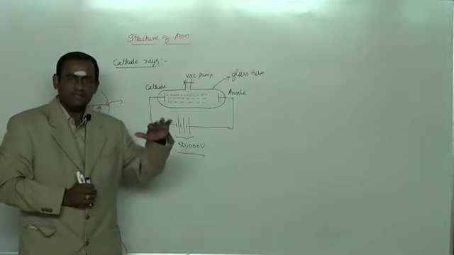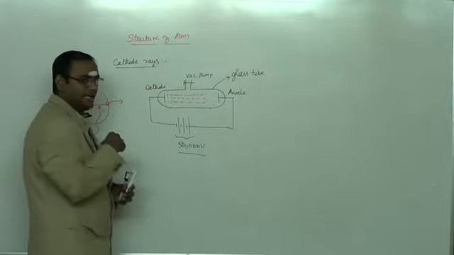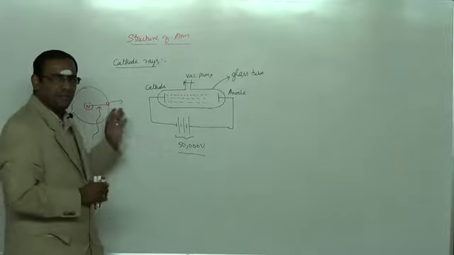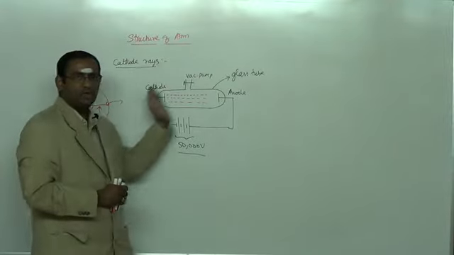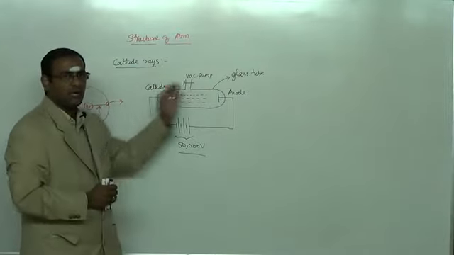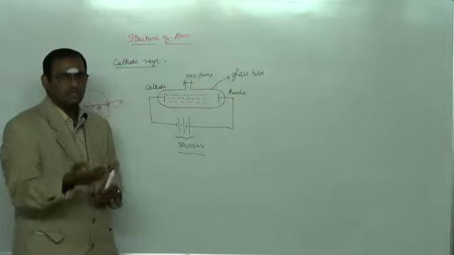So if the pressure is very low inside, then this high potential ejects the electron from the cathode, and there is a stream of particles traveling from cathode to anode. Such a stream of particles traveling from cathode to anode is called cathode rays. Now this is the origin of cathode rays.